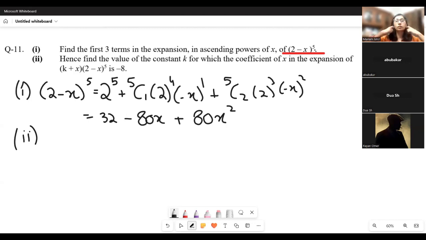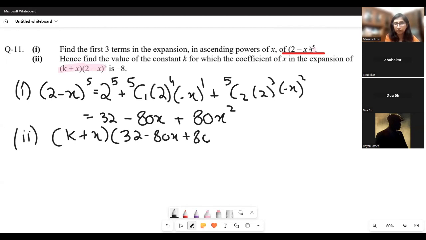Hence find the value of constant k for which the coefficient of x in the expansion of (k plus x) times (2 minus x) power 5 is minus 8. So what I'll do, I'll not write it like this. I will use k plus x, but instead of (2 minus x) power 5, I'm going to use its expanded format, at least the first 3 terms. And there are more terms after that, but they're probably not significant because they did not ask you to go beyond the third term. Now the question says, find the coefficient of x in the expansion of this.